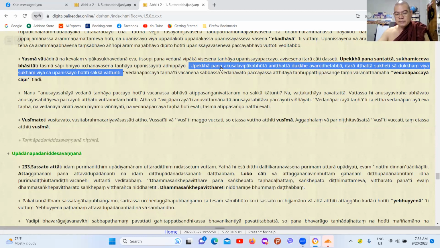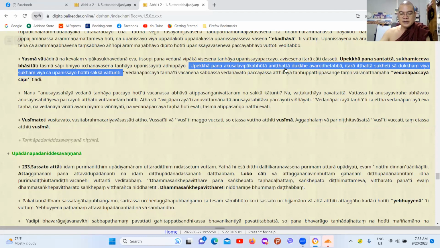Or akusala vipaka upekha. We can translate it as the upekha which is akusala vipaka. As it is not desirable, so the akusala vipaka upekha is not desirable, that means. So we have the kusala vipaka upekha and the akusala vipaka upekha. But the upekha which is akusala vipaka is not desirable.